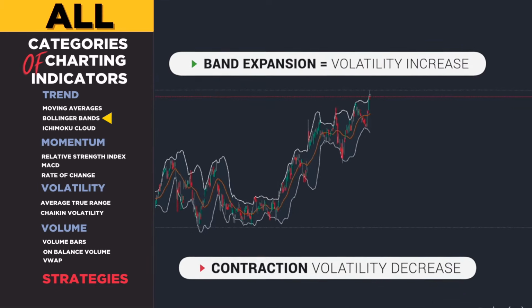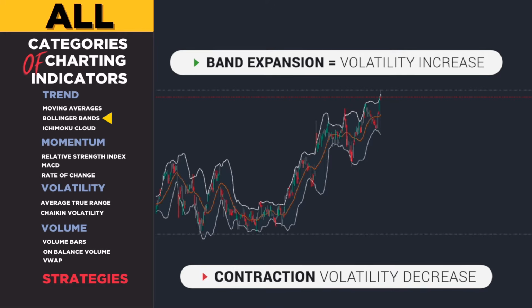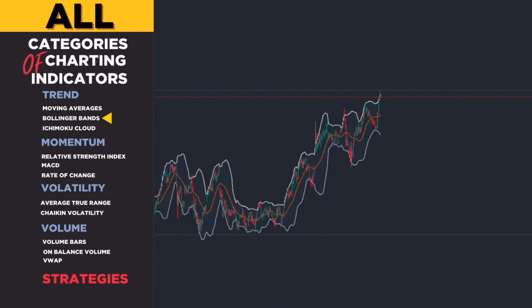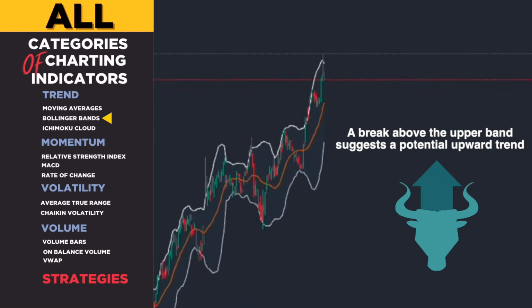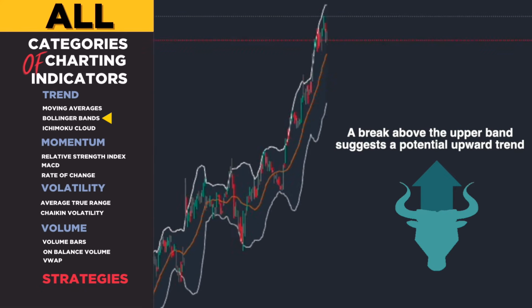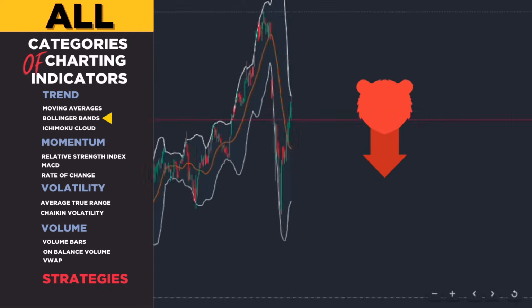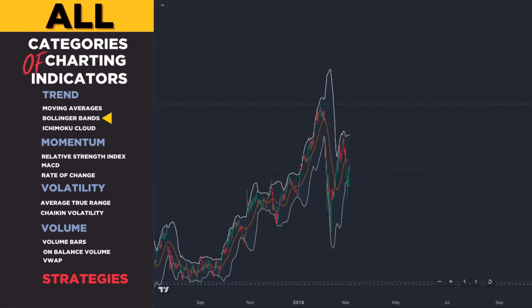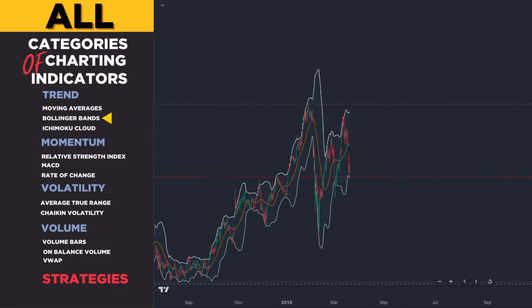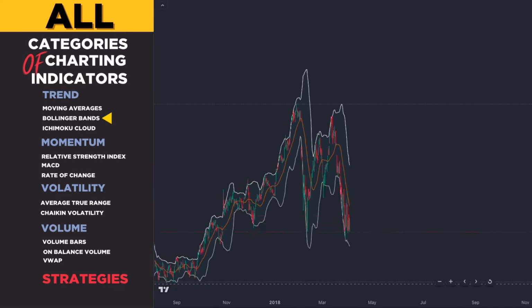As a trend following indicator, traders usually look for price moves that break outside of these bands. So if you see the price break above the upper band, then that shows a potential uptrend. And on the opposite, if you see the price break below the lower band, then that indicates a potential downtrend. And you can use these breakouts from the bands as signals to enter or exit trades in the direction of that trend.